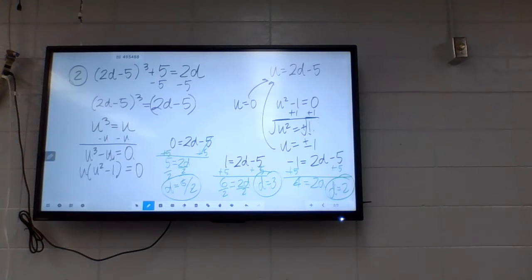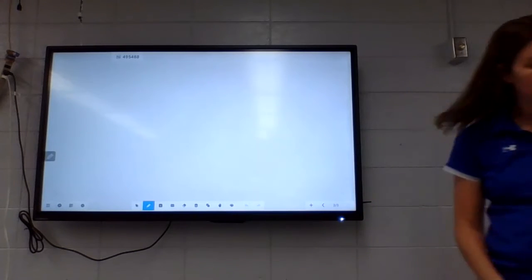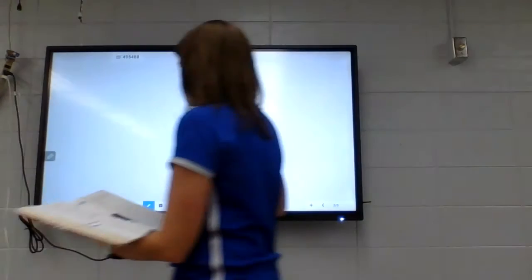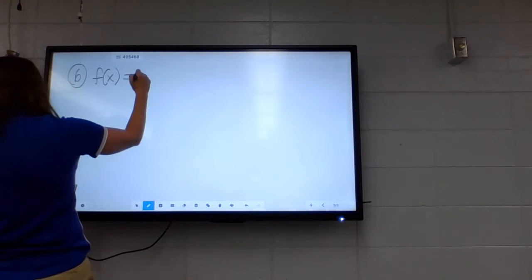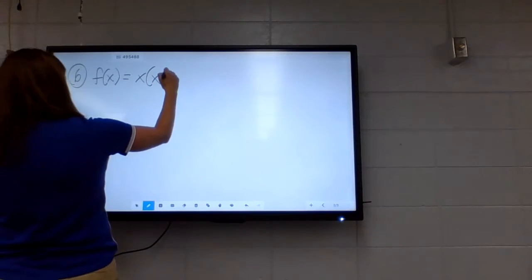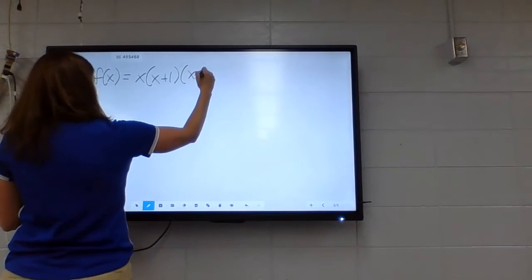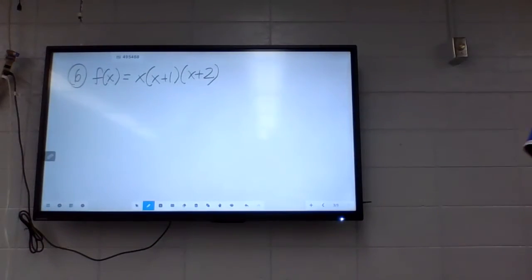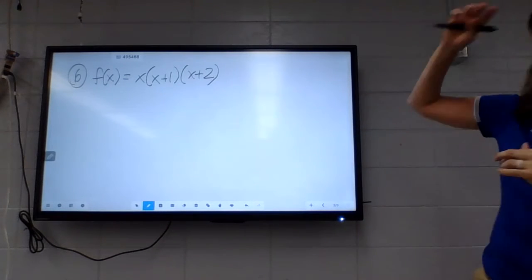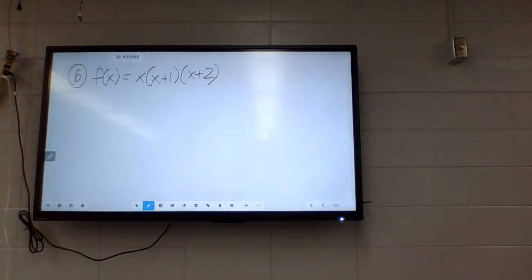Number 6 just wants you to find the zeros, but it's already factored for you. So 6 is actually a lot easier than I think you realize. They want us to find the zeros, and guess what's... No, it was 12 that I wrote up there anyways. Oh, but we're gonna do 6, okay? So they want us to find the zeros.